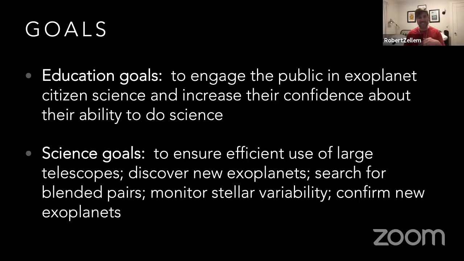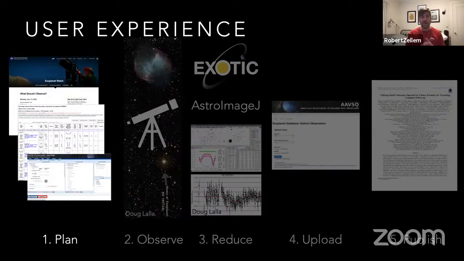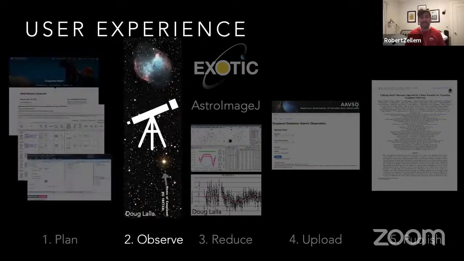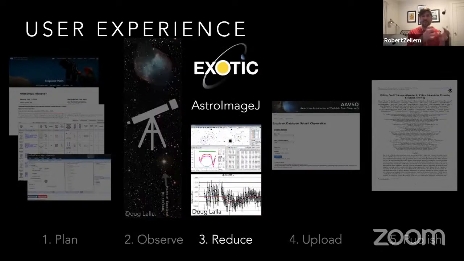So let's take a quick overview, in my last 3 minutes, of the user experience. As a user, what you do is you plan your observations. There's many different ways you can do that. You then use your own telescope, your own digital camera to observe your own transiting exoplanet. You turn those images into a transit light curve, you reduce it, or you analyze your own data.